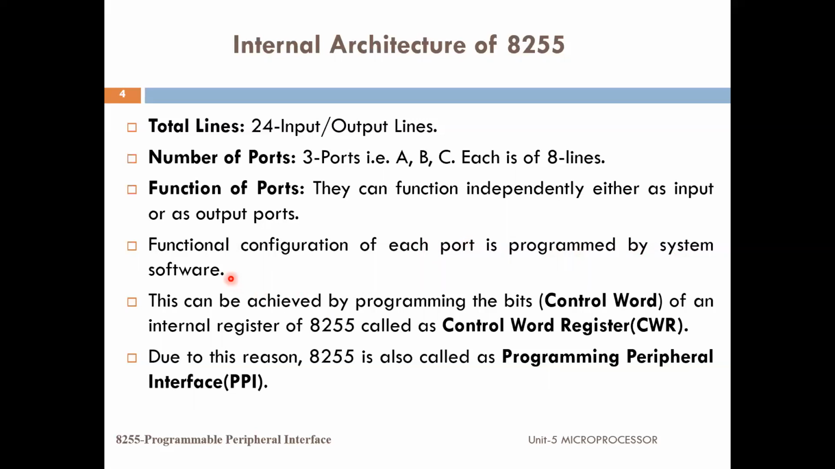In the last lecture, I told you that the 8255 is a programmable input output port simply because we need to do the programming of the control word. This can be done by programming the bits, that is the control word, of the internal register of the 8255, and that register is called the control word register. So we do the programming of this control word. Due to this reason, the 8255 is also called the programmable peripheral interface.